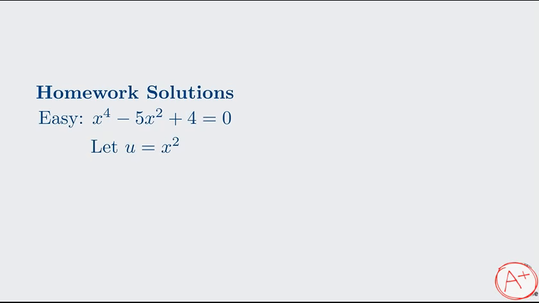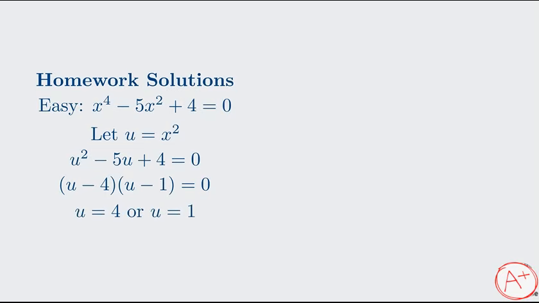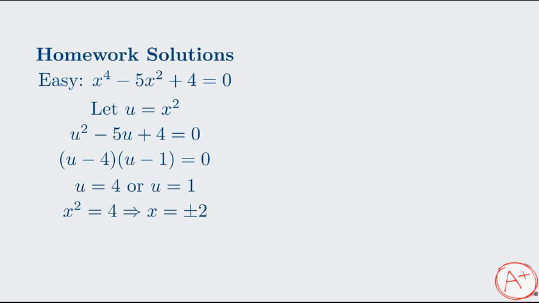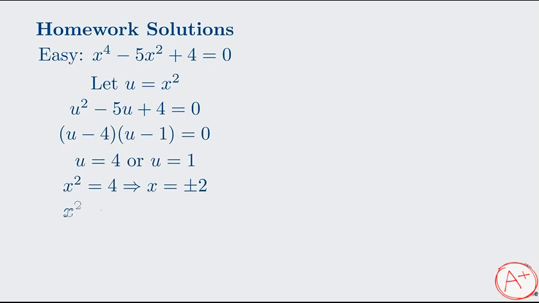Let us go through the solutions for the homework questions. For the easy question, we have x to the power of 4 minus 5x squared plus 4 equals 0. Let u equal x squared. The equation becomes u squared minus 5u plus 4 equals 0. Factorizing, we get u minus 4 times u minus 1 equals 0. So u equals 4 or u equals 1. Substituting back, x squared equals 4 implies x equals plus or minus 2. X squared equals 1 implies x equals plus or minus 1.